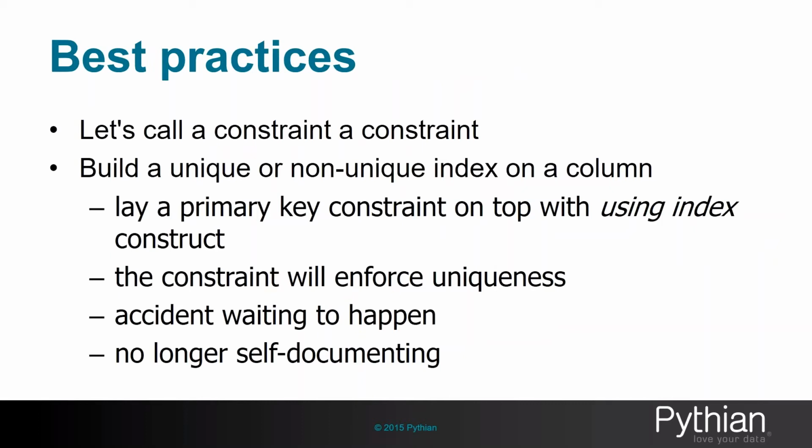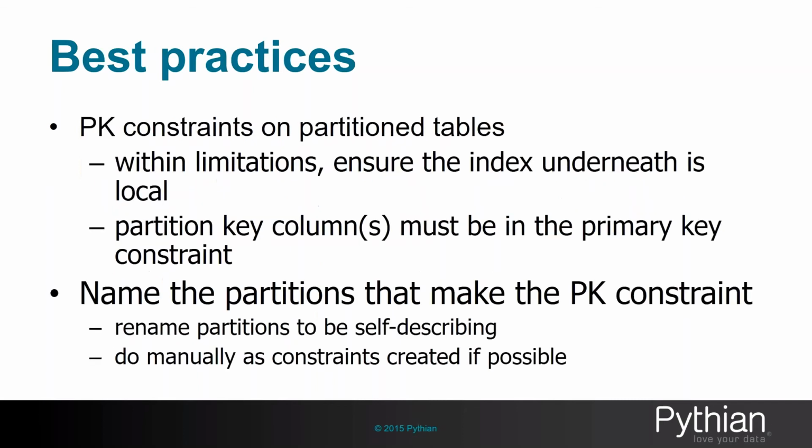What I'm suggesting here are some best practices. Let's call a constraint exactly what it is. You have the ability to build a non-unique or a unique index, but in this context, if you lay a primary key constraint, as I mentioned before, on top of a non-unique index, you're asking for trouble. It's an accident waiting to happen. In other words, if you look at the uniqueness in the data dictionary for a non-unique index that has a primary key constraint laid on top of it, it's a poltergeist. You will find that the non-uniqueness is no, but if that were indeed the case, why is it enforcing uniqueness all of a sudden once one lays a primary key constraint on top of it?